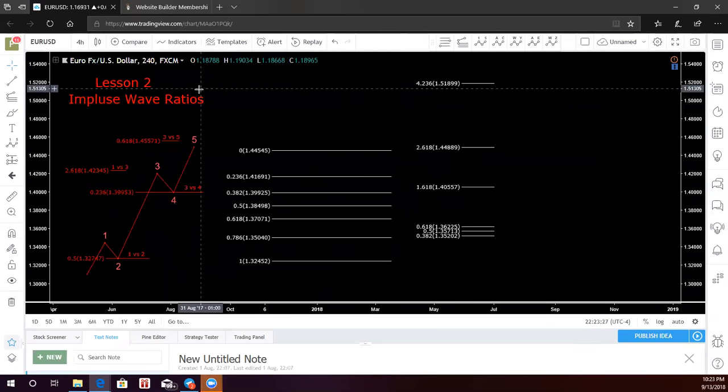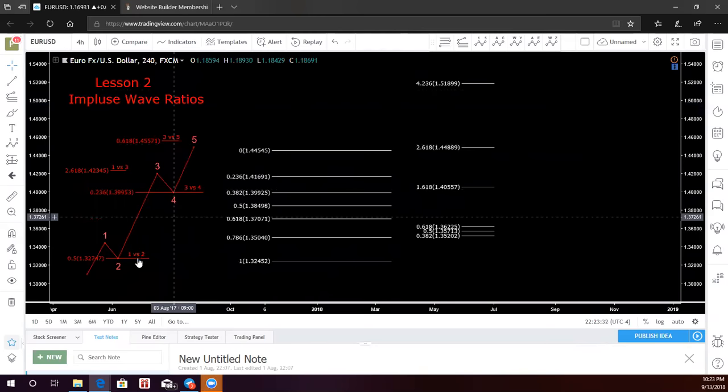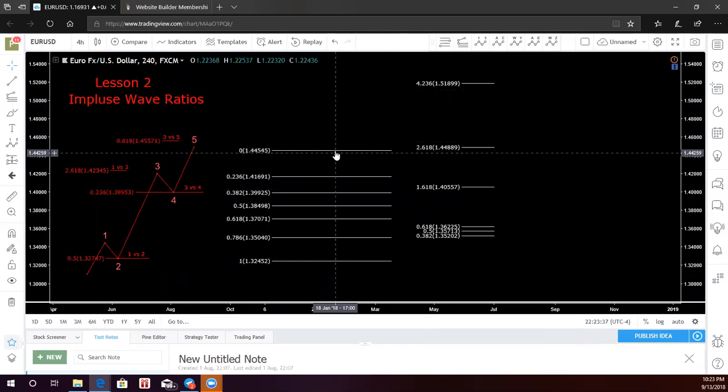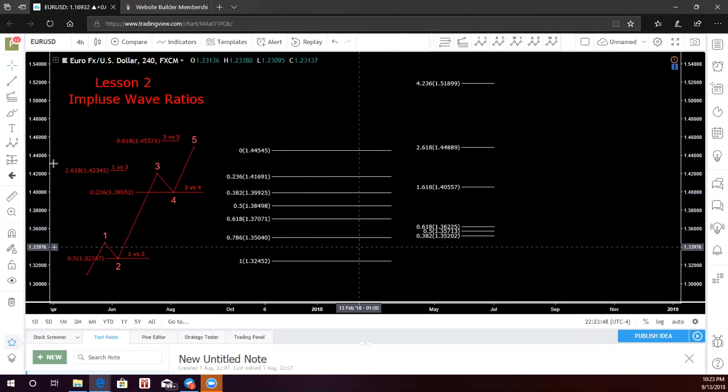Lesson 2 of the School of Elliott. Today we're going to be talking about impulse wave ratios. So first thing I want to go over is the two tools we're going to be using in this lesson: the Fibonacci retracement and the Fibonacci trend-based extension.